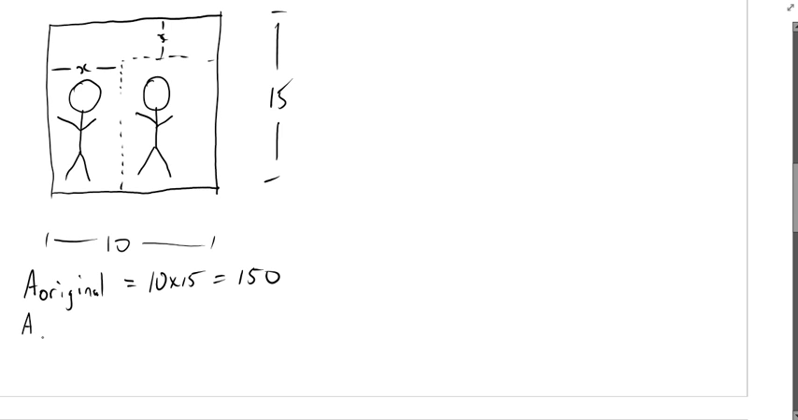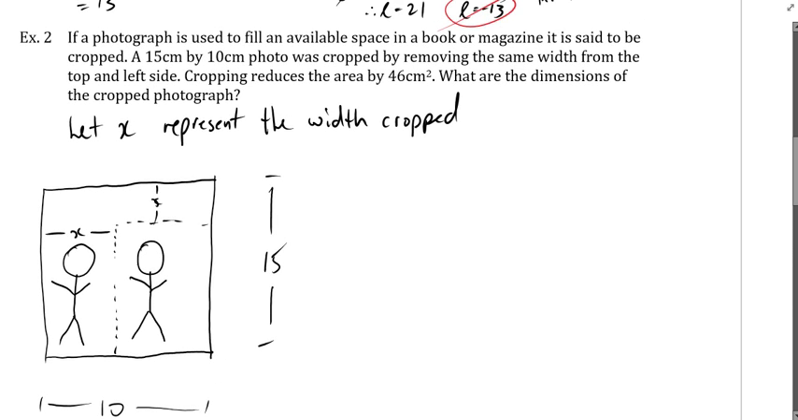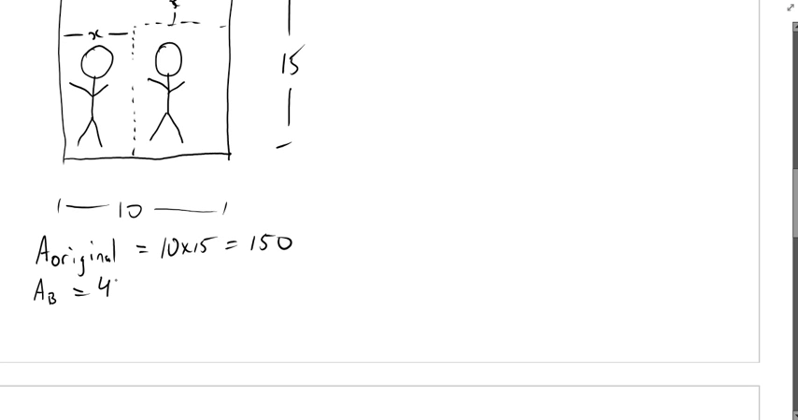Area that it's reduced by, okay? So like area of the border, it says it's reduced by 46. So the area of the cropped picture, so after you take the border away, you start with 150, you take away 46, is 150 minus 46, which is 104. Nice. That's part of it.